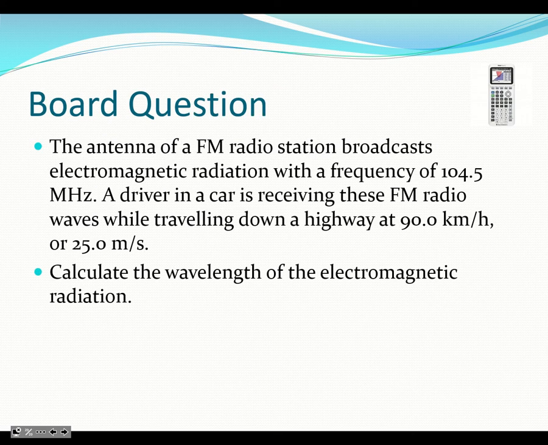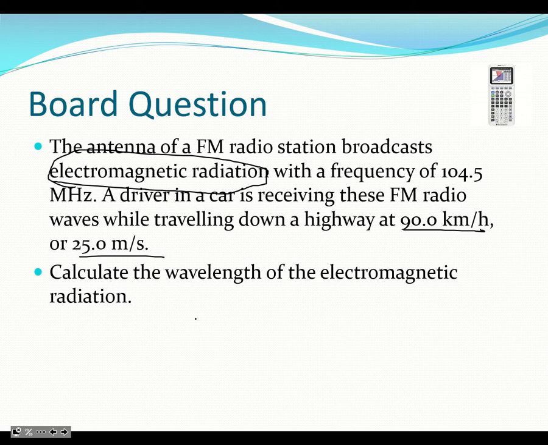So we have a board question here, and I think this is our last question. Yes. So pause the video, give it a go, and see if you can get it. An antenna of an FM radio station broadcasts electromagnetic radiation with a frequency of 104.5 megahertz. A driver in a car is receiving these FM radio waves while traveling down the highway at 90 kilometers an hour or 25 meters per second. So calculate the wavelength of this electromagnetic radiation.